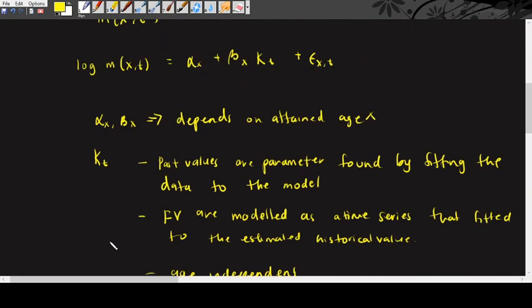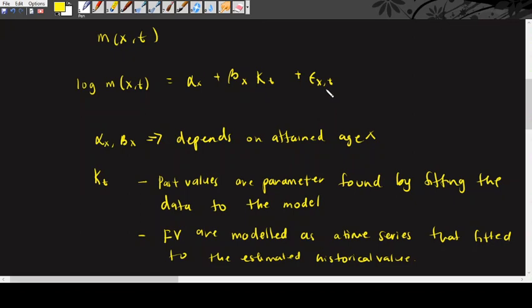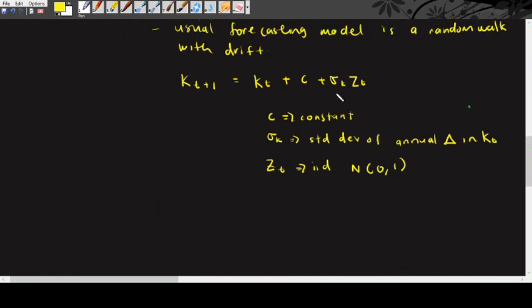And the last term in the model is ext. This is representing the error term, which we usually ignore.